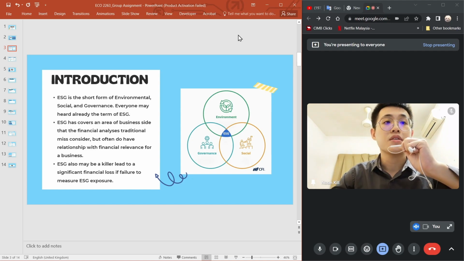And also we know that ESG may lead to a significant financial loss if a company fails to measure its ESG exposure. Like the saying goes, if one thing goes wrong, then everything will go wrong. ESG is similar to this sentence. If we do a wrong measure, everything will go wrong. So a business may face a lot of loss, like the profit will decrease and other impacts.